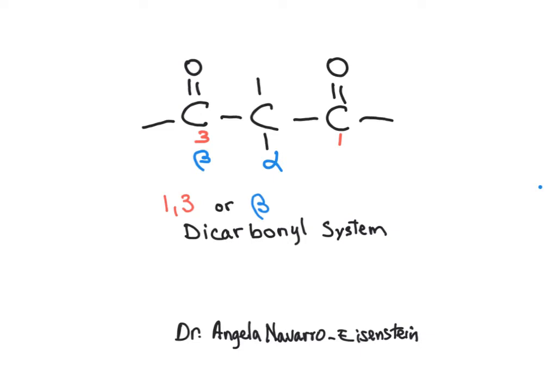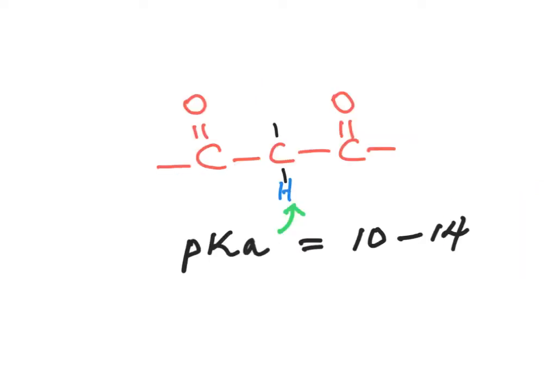Compounds having two carbonyl groups separated by an intervening carbon are called beta dicarbonyl compounds. In another video, we have discussed the acidity of the alpha carbon, and that will be of importance for the synthesis of other substances such as ketones and carboxylic acids.